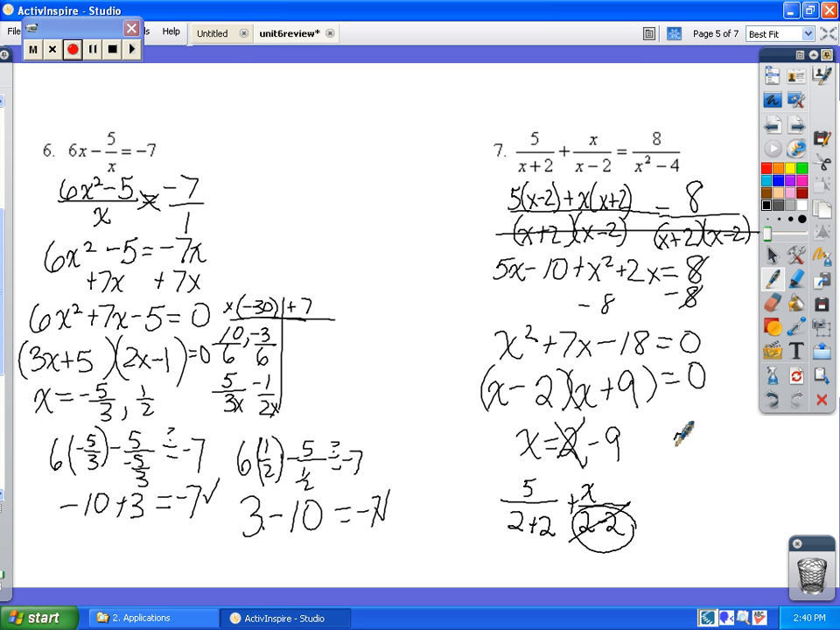Negative 9 should work out. So let's check negative 9. Negative 9 plus 2 plus negative 9 over negative 9 minus 2. Is that equal to 8 over negative 9 squared minus 4? And if you notice when you simplify all these, this will be correct. You will get a correct solution, or not an extraneous solution. So negative 9 in this problem is your only solution.